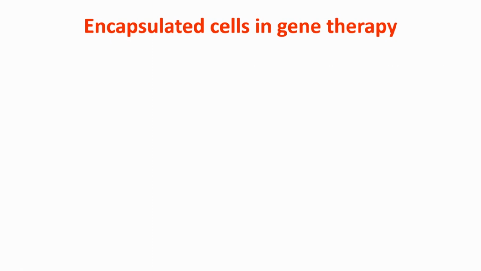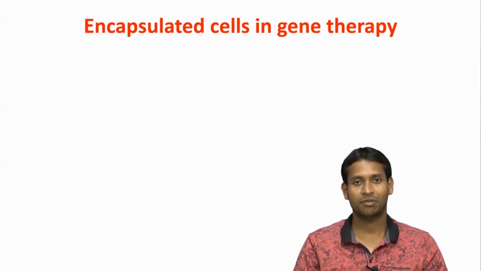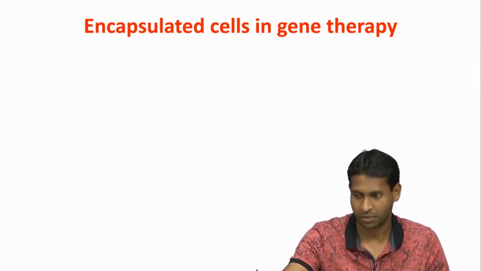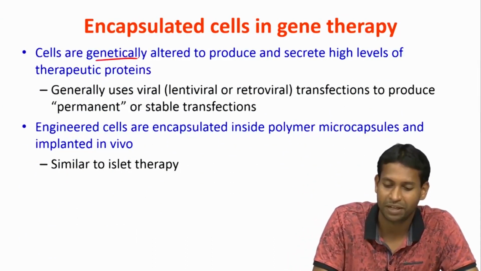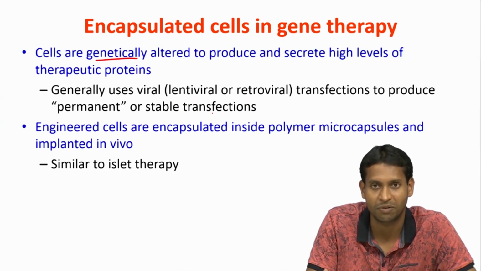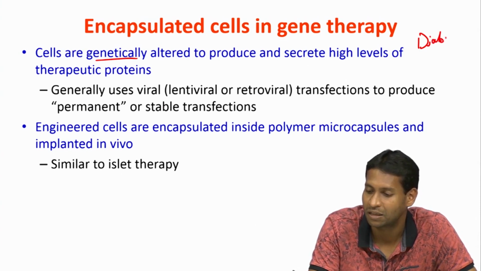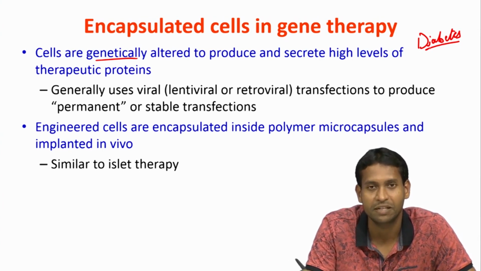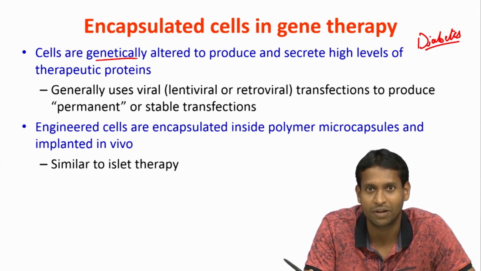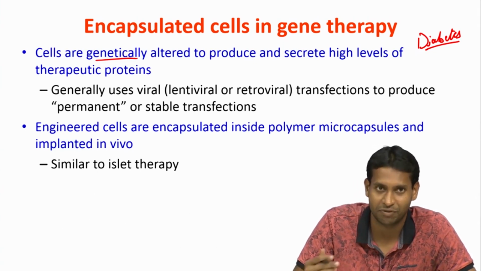To overcome that, like we talked about in the previous 2 classes, we can encapsulate cells to do gene therapy. We are genetically altering cells to produce and secrete high levels of these proteins that are missing from the person. In the previous case we were talking more about diabetes, and in that scenario the immune system destroyed the whole cell. So the gene was still there, but the cell completely got destroyed, so insulin is not getting produced. Now all you can do is genetically modify these cells and have them produce insulin. That is just one example.